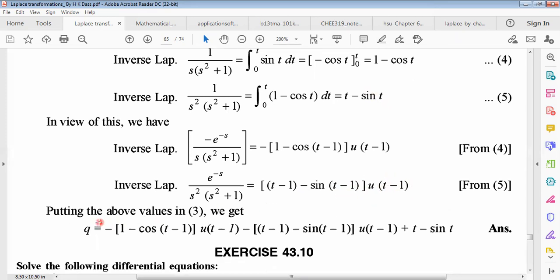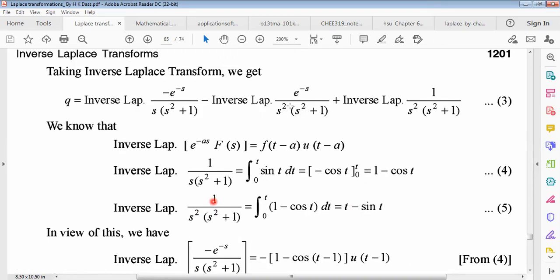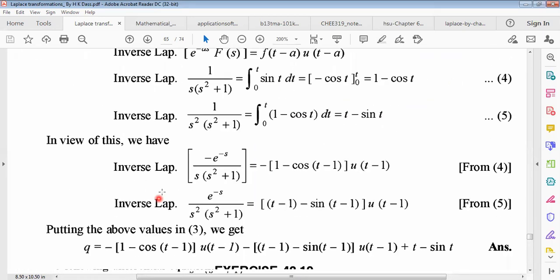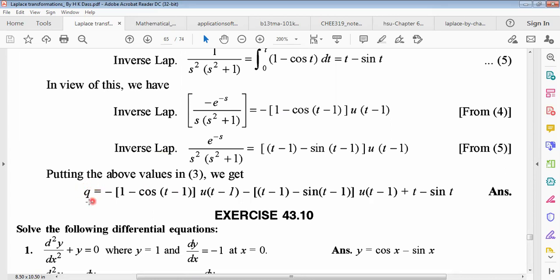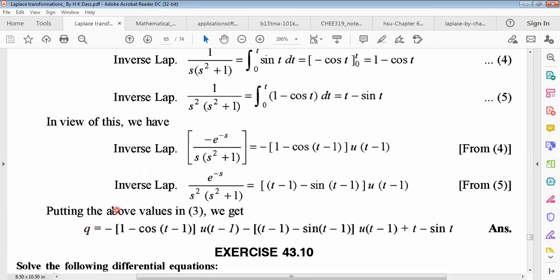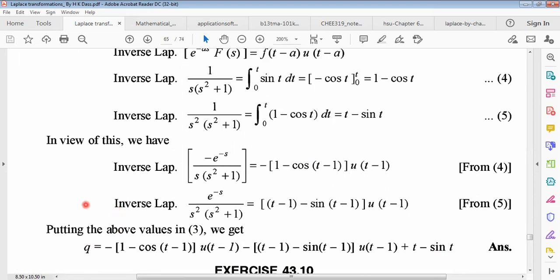Okay. Now putting the above values in equation 3, we get the original solution of the given circuit problem. Q equals to this. Q means charge, remember it. Q is the charge, total amount of charge at time t. This is actually the solution for this problem.